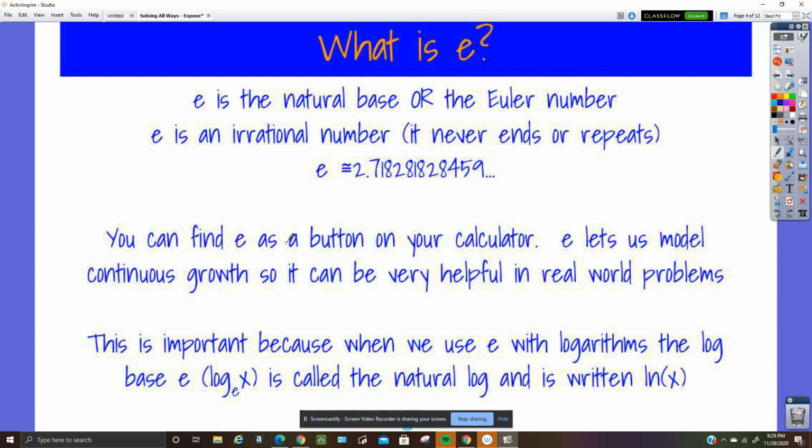You can find E as a button on your calculator. E lets you model continuous growth, so it can be very helpful in real world problems, which we'll do the second day this week, Thursday or Friday. This is important because when we use E with logarithm, the log base E of x is called the natural log and is written natural log of x.